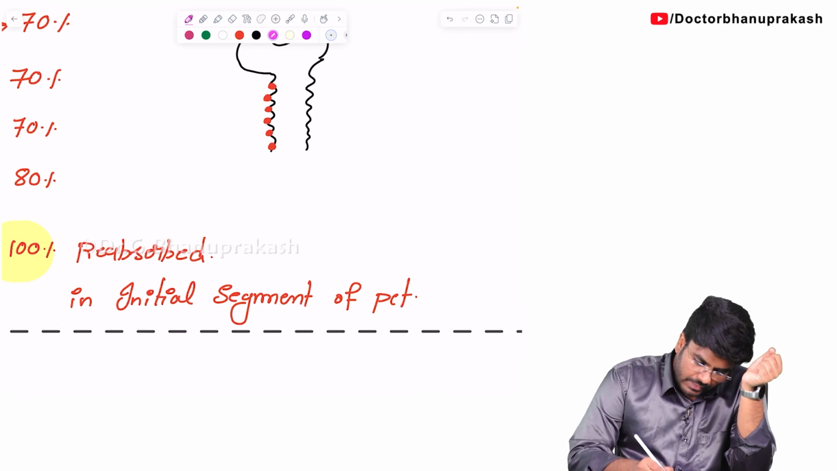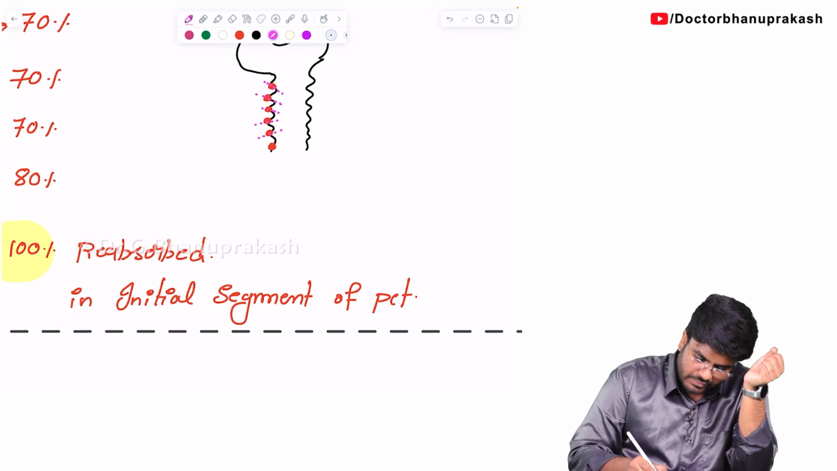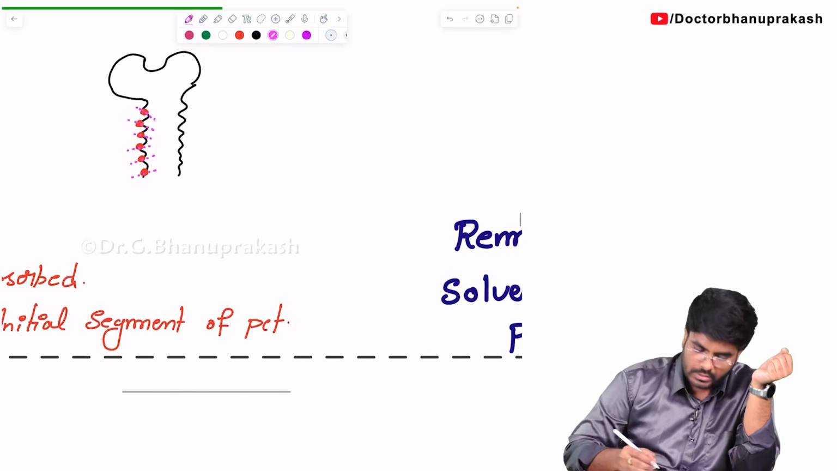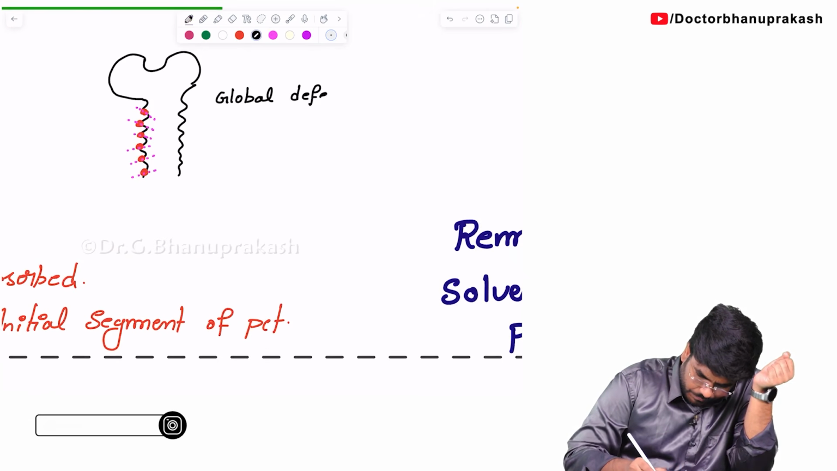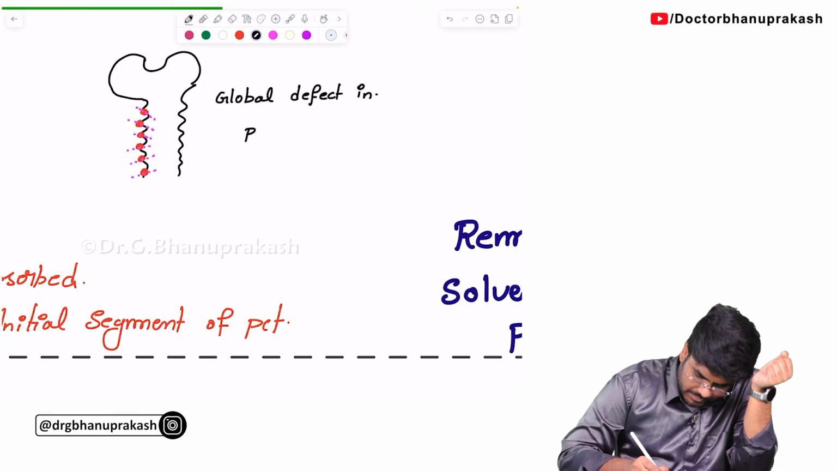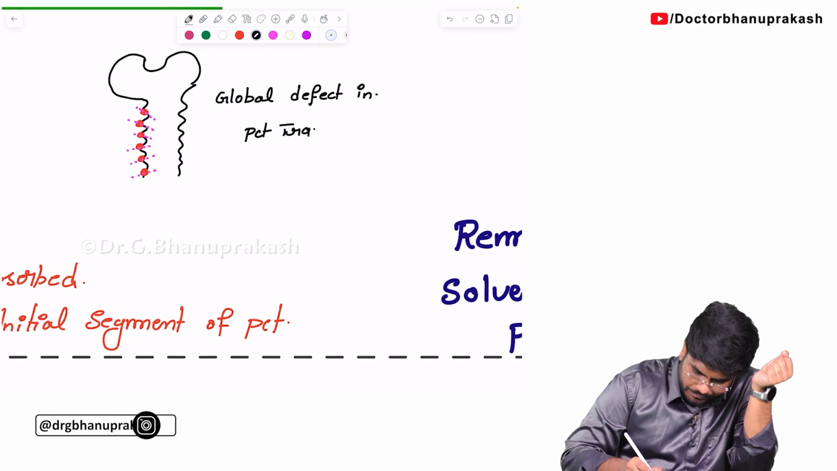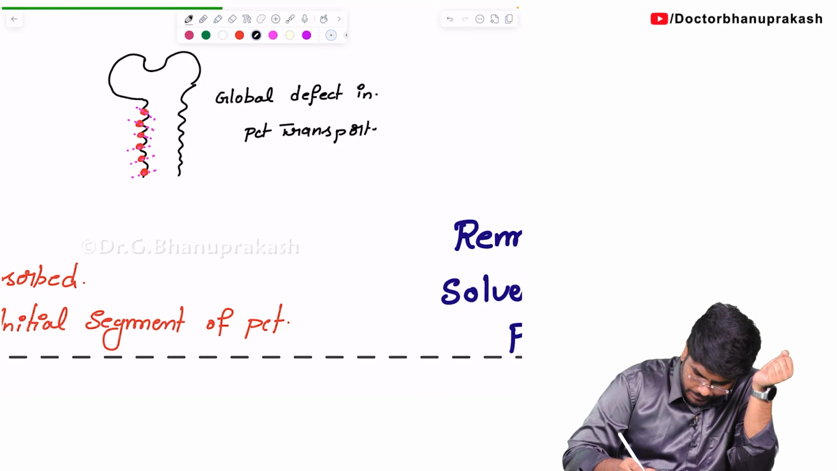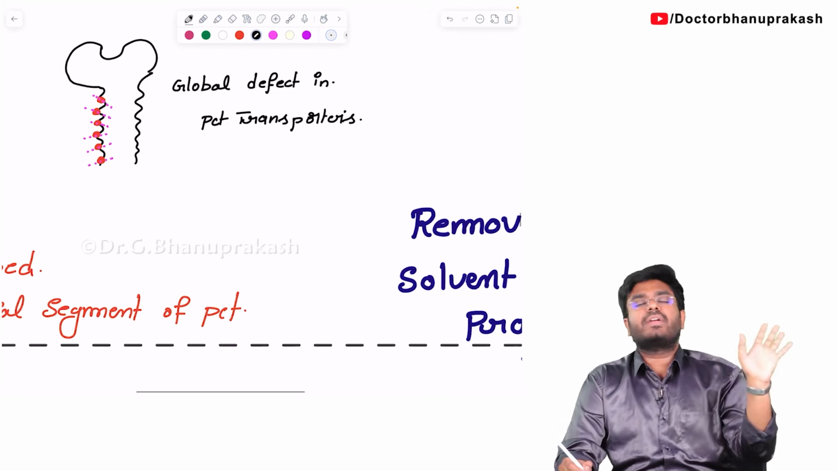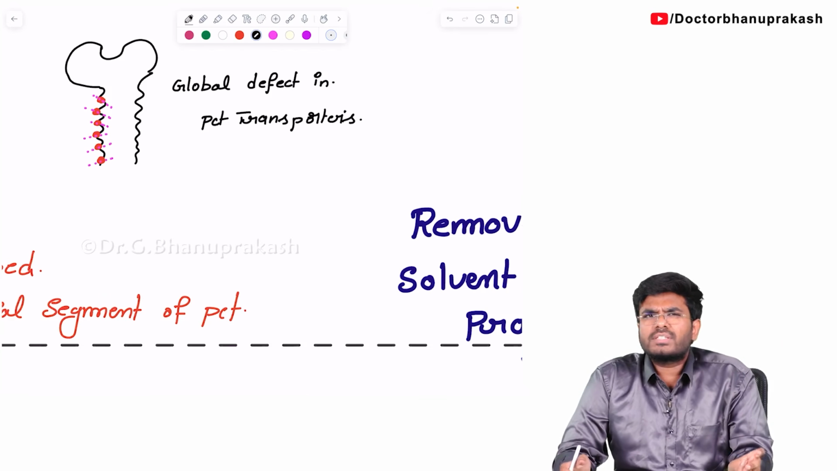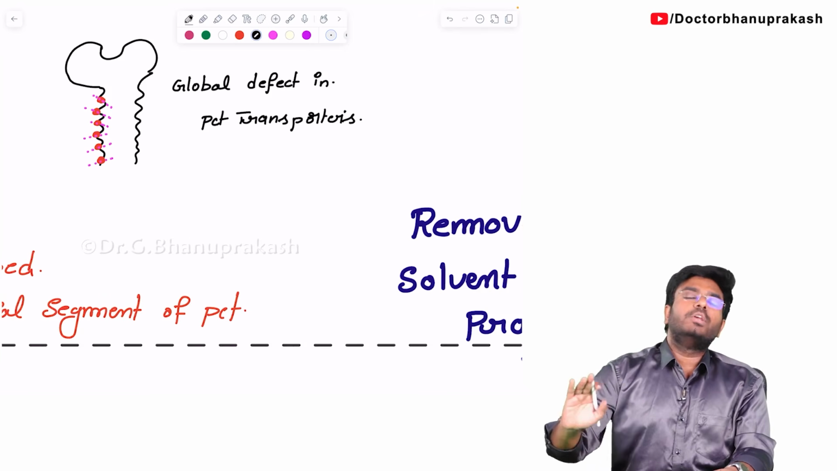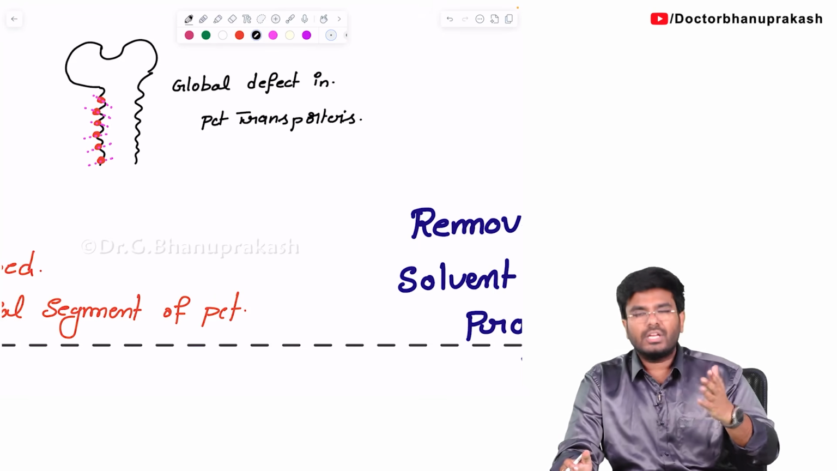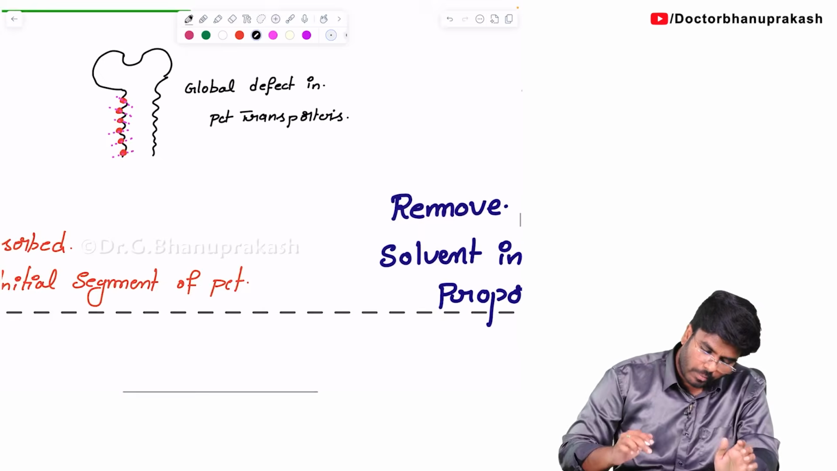There is a condition where these transporters are not working. In this condition, what exactly is happening, guys? All the transporters in the PCT are not working. So I can write: global defect in PCT transporters. So there is an entire PCT defect. Now tell me, do you think water is reabsorbed? No. Polyuria, glucosuria, aminoaciduria, bicarbonaturia, kaliuresis, all are lost. Everything is getting lost.